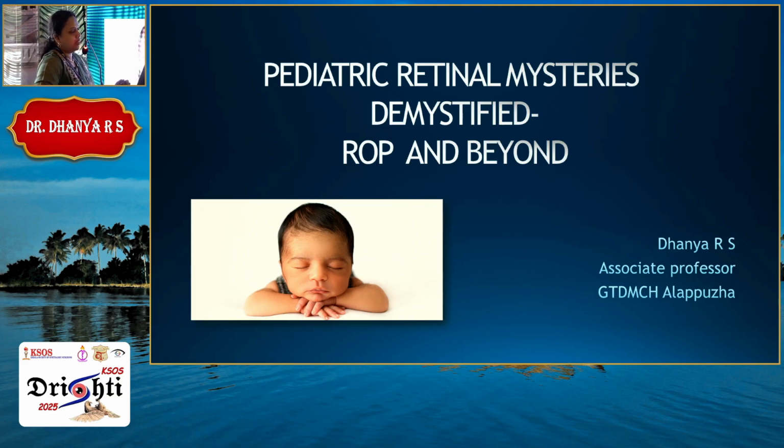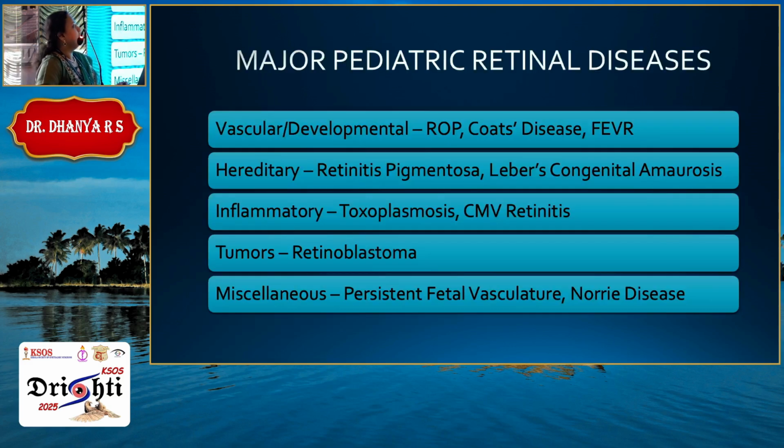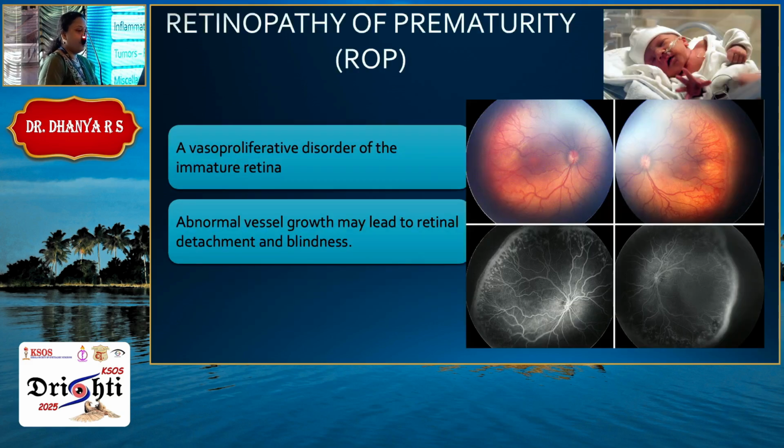So, today morning we'll discuss a handful of pediatric retinal conditions. It's not going to be a very elaborate talk because there are so many conditions which are very familiar to all of us. There are a handful of situations which you see when you are evaluating a child, a baby, a newborn. First of all, we'll go to the most important thing, that is the retinopathy of prematurity.